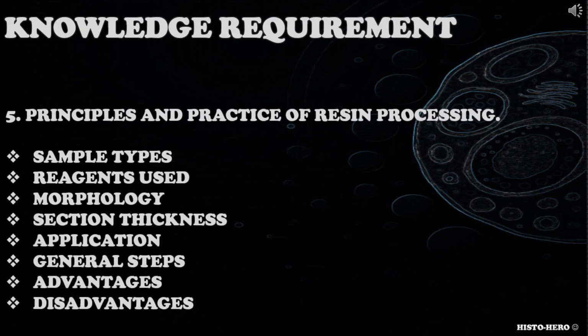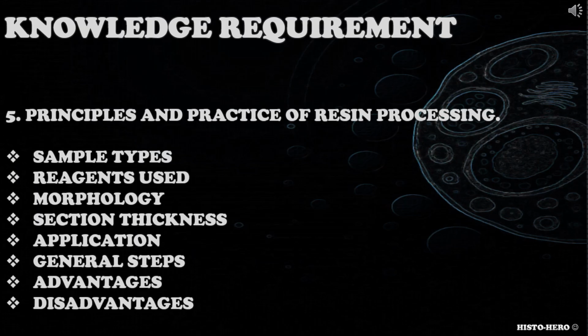The fifth knowledge requirement is for you to know principles and practice of resin processing. What is resin processing and when would you use it over the traditional wax processing? What are the key steps of resin processing and how do they differ from the wax processing? What are the advantages and disadvantages of resin processing? What types of resins can you use during resin processing? Consider when resin processing would be used. Think of the sample types where resin processing would be used.